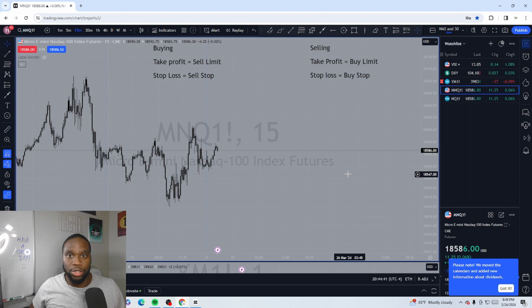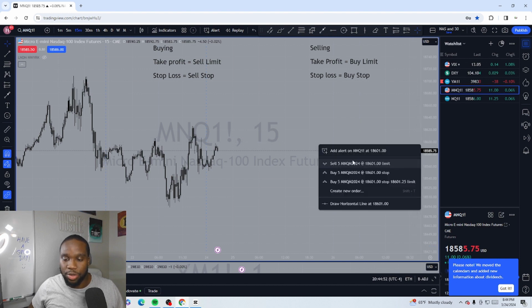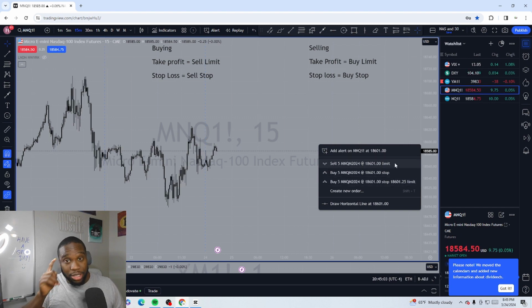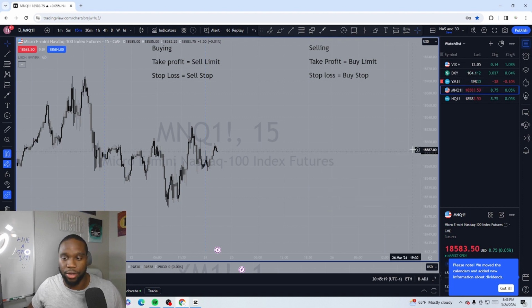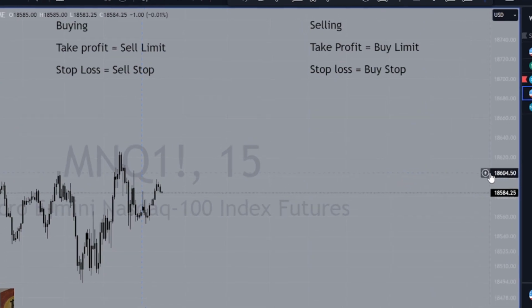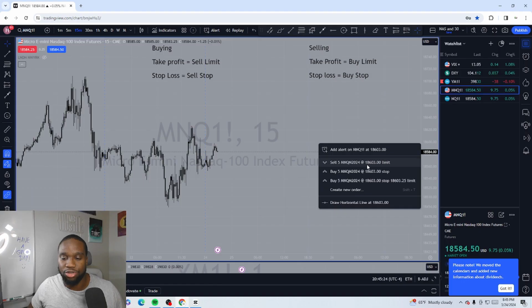The next way you can get in and out of the markets is right here on the right-hand side. There's a circle with a plus in it. If you click it, a drop-down menu comes up where you can buy, sell limit, buy stop, or sell stop. We only really use buy stops and sell limits or market orders. It just depends on what you're trying to get in. Right here on the right-hand side, we have a circle with a plus in it. You click it and you have a drop-down menu of a sell limit, a buy stop, or a sell stop.